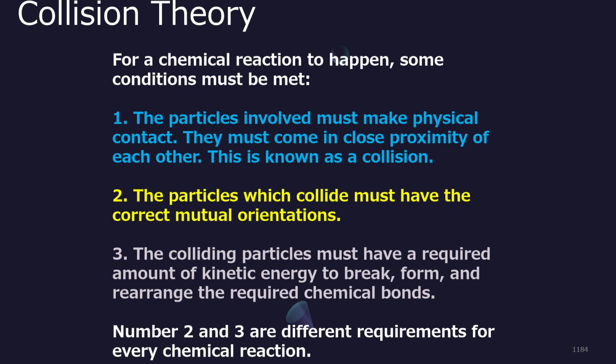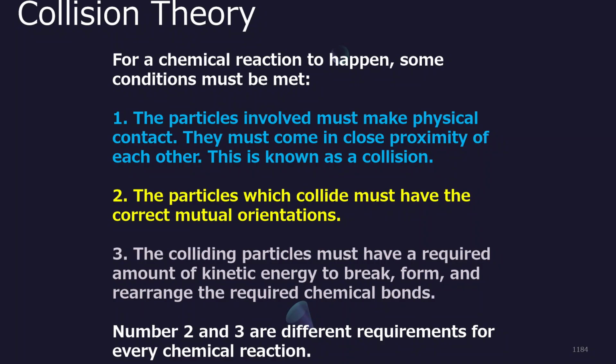So today we'll get into collision theory. We were talking about rates of reaction in previous videos. So now we want to say, how do we control the reaction and what is the theory and the model behind any of the reasoning we have for why certain things affect rates. Okay, so for a chemical reaction to happen, some conditions must be met. The particles involved must make physical contact. They must come in close proximity of each other. This is known as a collision.